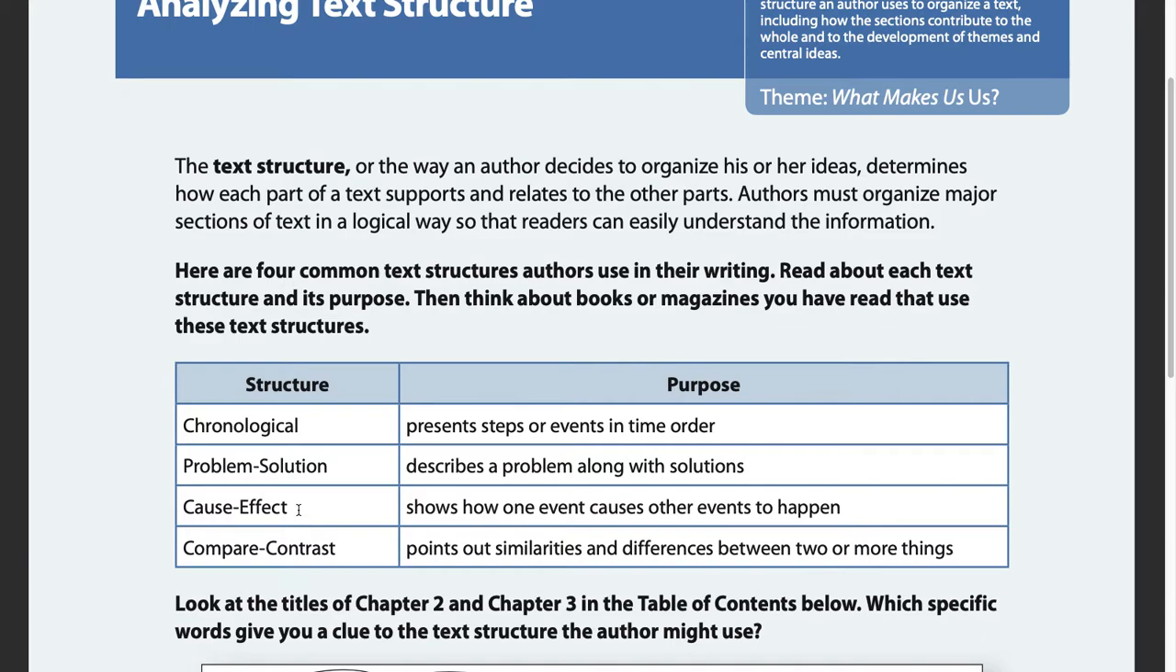We have the third, which is cause and effect. This will show you how one event leads to another, leads to another, or just how one event causes another event. And with compare and contrast, this reminds me of the monologue we just did. We point out the similarities and differences between 2 or more things. In the case of our monologue, we compared and contrasted 2 different characters' reactions or thoughts and opinions on a specific social justice issue. So these are the 4 major ones that you'll see over and over again, and these are the 4 that you can use when you're doing your writing: chronological, problem solution, cause effect, and compare and contrast.